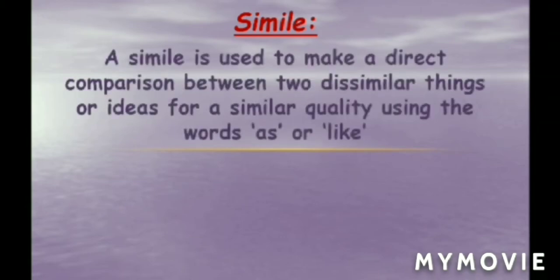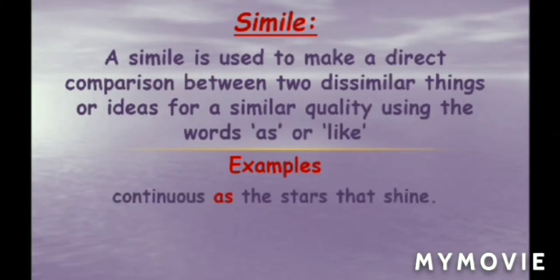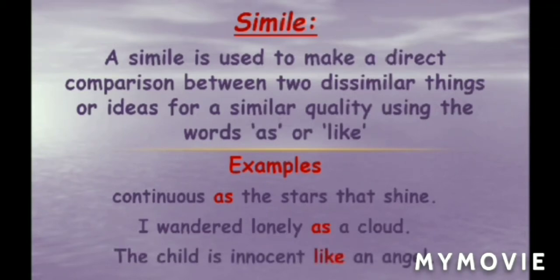Simile. A simile is used to make a direct comparison between two dissimilar things or ideas for a similar quality using the words as or like. Examples: Continuous as the stars that shine, I wandered lonely as a cloud. These two are the examples from the poem Daffodils, which you have read. These two are the examples of as. Now one example of like. The child is innocent like an angel.